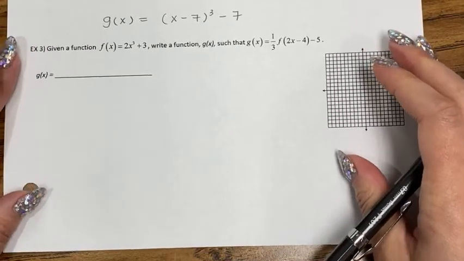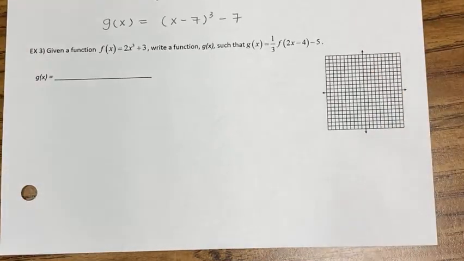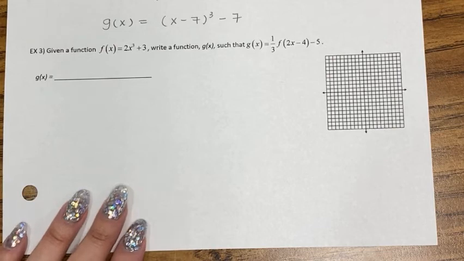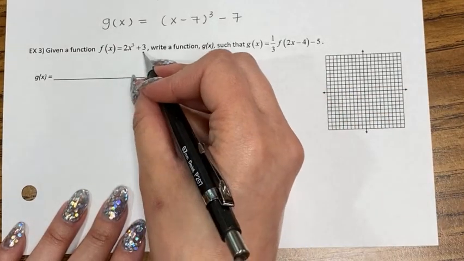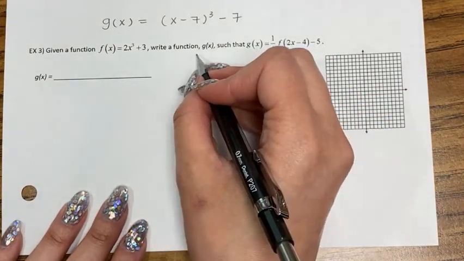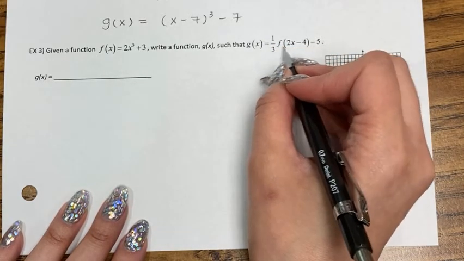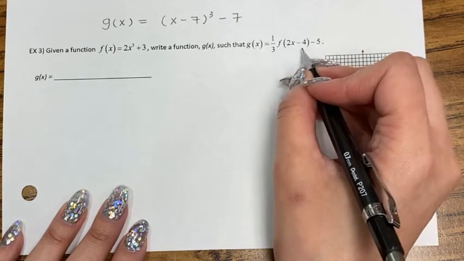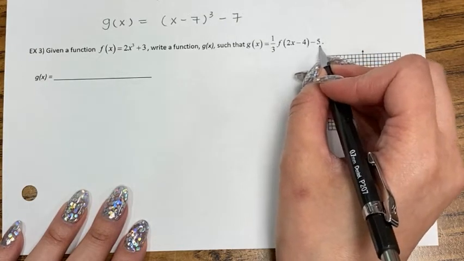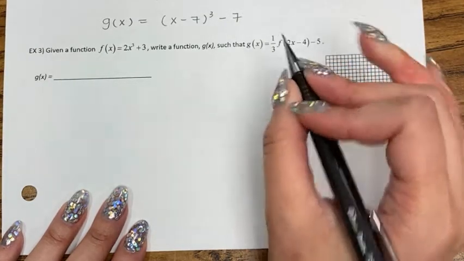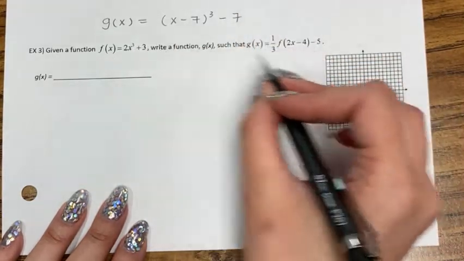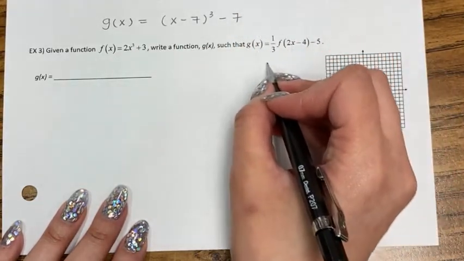Let me show you the third example. You have a function and they call it f of x, and this one is equal to 2x cubed plus 3. You want to write the function g of x such that g of x is equal to 1/3 times f of (2x minus 4), close it, minus 5. So this equation, it's simpler than the previous one because they already give you g of x.